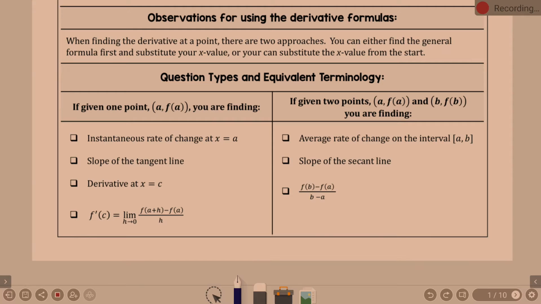As opposed to, if you are given 2 points, now we're talking AROC. We're talking average rate of change. The average rate of change is the one where you have 2 points, and so it's no longer the slope of the tangent line, but the slope of the secant line. And when we talk slope of the secant line, good old everyday slope formula, right? y minus y over x minus x. So those are all the pieces there, whether we're talking about IROC and instantaneous rate of change or AROC and average rate of change.